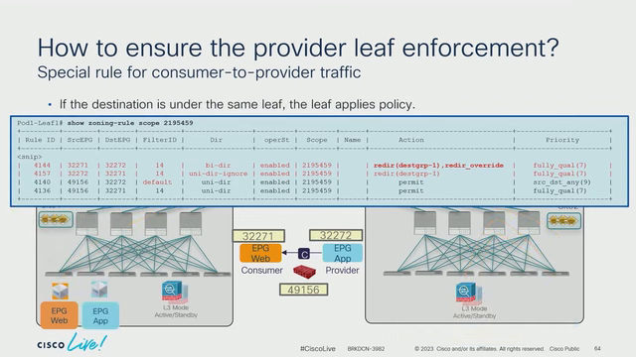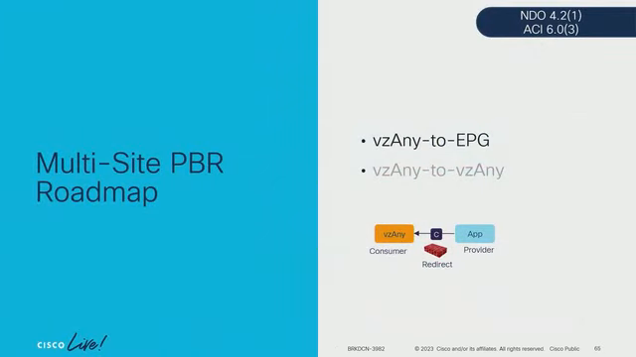If both source and destination are in the same site, it actually doesn't matter how to keep traffic symmetric, because it always goes to the local PBR destination. If source and destination are under the same leaf, the ingress leaf can apply policy because the destination is local. So this is a special behavior for EPG to EPG multi-site.